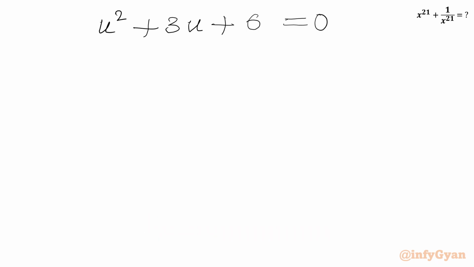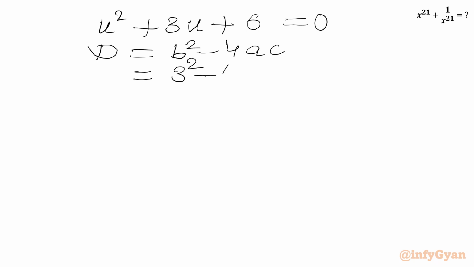Let's check discriminant only. D equal to, as per formula, b square minus 4ac. Here b is coefficient of u, which is 3. So we'll write 3 square minus 4 times a, the coefficient of u square, 1 here. C is constant, so 6. So we'll be writing 9 minus 24.